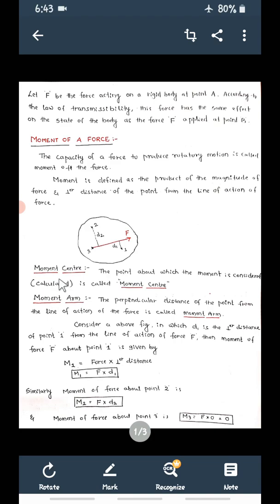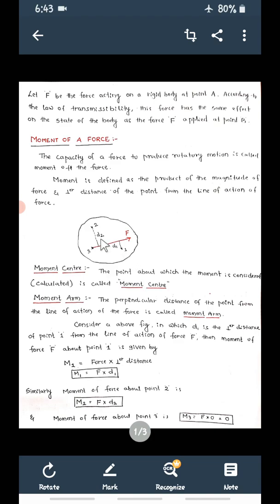As you know, to rotate the body or to produce a moment, a perpendicular distance is required, between the force and the point where you are considering. Between those two, if there is a perpendicular distance, then only the rotation will be there. So moment arm is the perpendicular distance of the point from the line of action of the force.